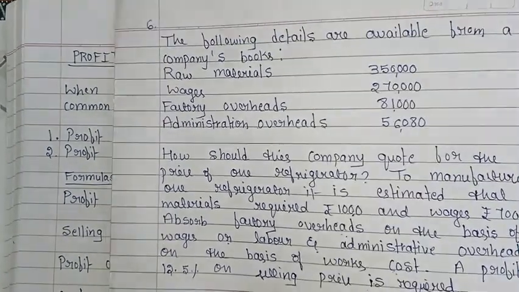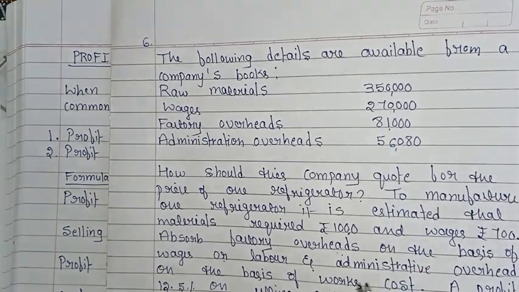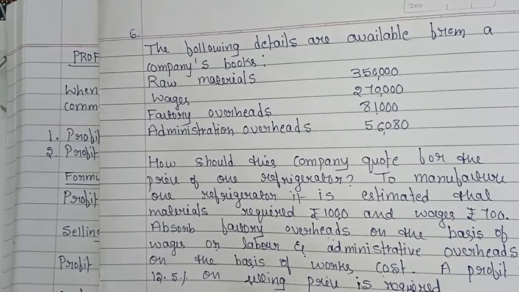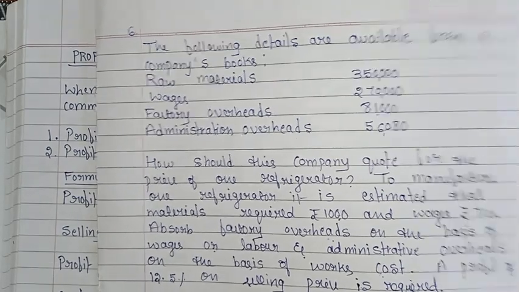Let's solve the problem. Here we have to prepare two cost sheets. First one is normal and second one is estimated cost sheet, means for one refrigerator. What is the price of one refrigerator? For that we need to prepare the estimated cost sheet or quotation for the product. Clear? So let's solve the problem.